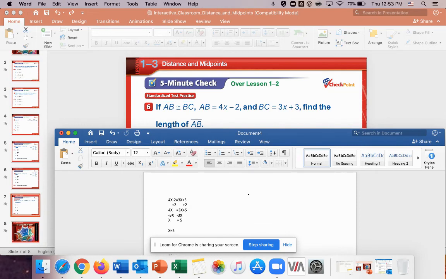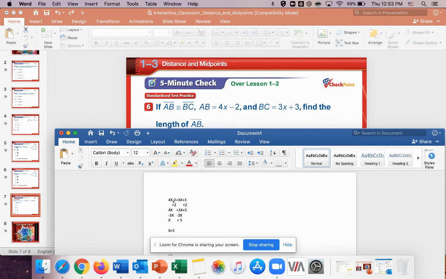All right, so we've got 4x minus 2 and 3x plus 3. But they're equal. They're congruent. That little symbol right there means congruence. So if they're congruent, they're equal. So 4x minus 2 equals 3x plus 3. You just make the equation that same thing: 4x minus 2 equals 3x plus 3.